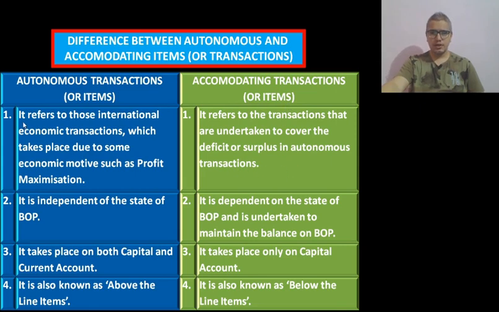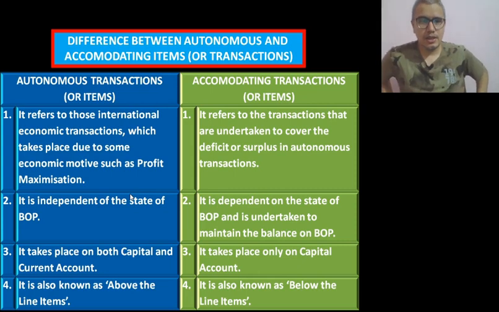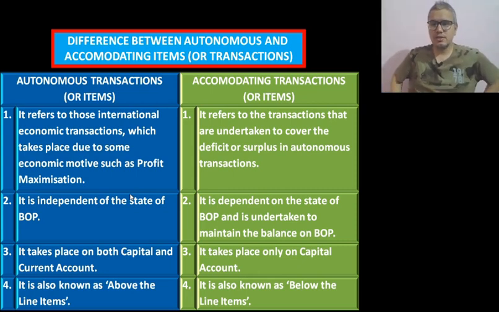Autonomous transactions refer to those international economic transactions which take place due to some economic motive such as profit maximization. So autonomous transactions take place with the motive of profit maximization, the goal with which the transactions take place.